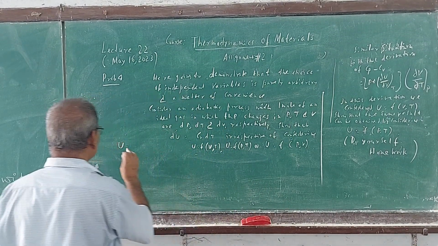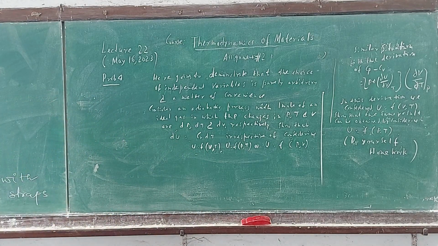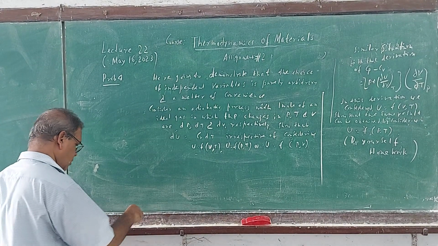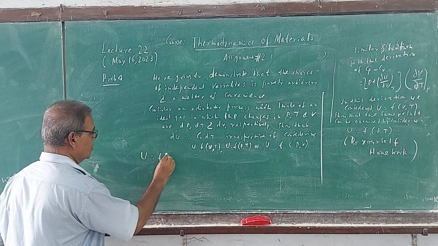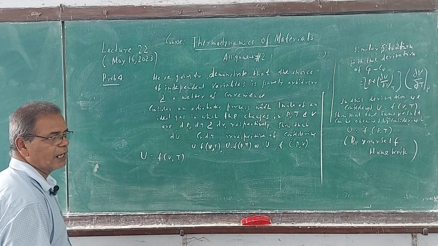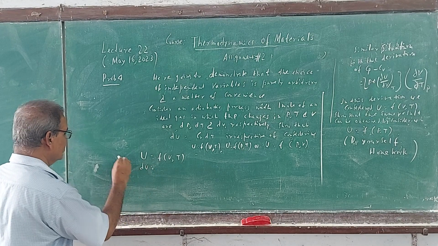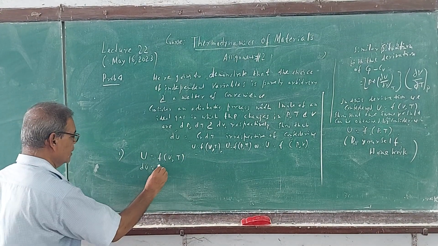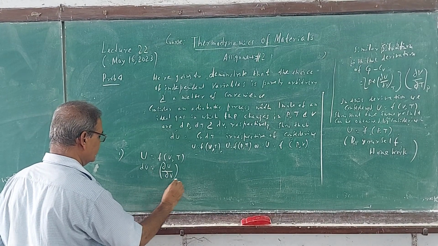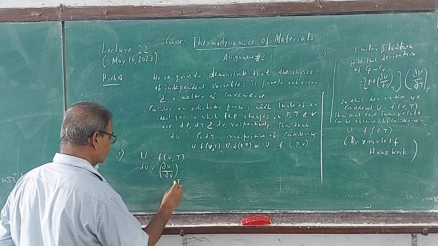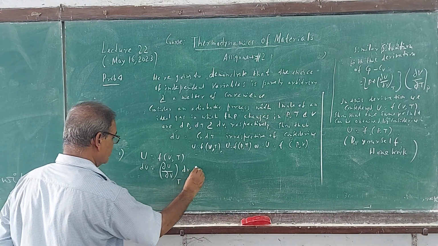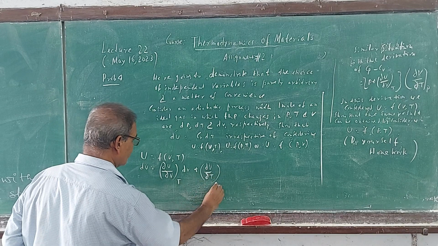So now today, same problem. How to solve this problem? Start. U is a function of volume and temperature. Let us see, so dU is what? U is a function of volume and temperature, so dU is del U del V, the partial derivative. What is the name of this? Total differential. This partial derivative times dV plus del U del T at constant volume times dT.